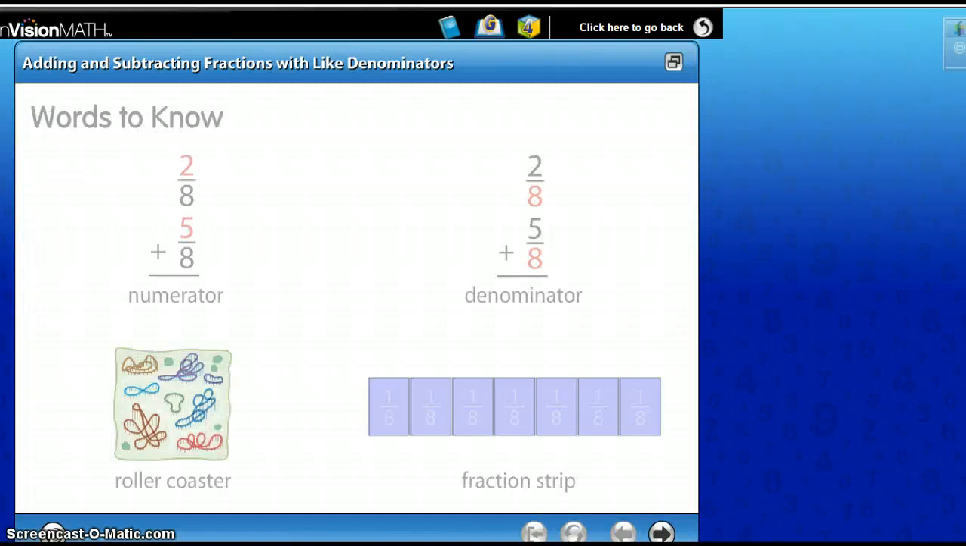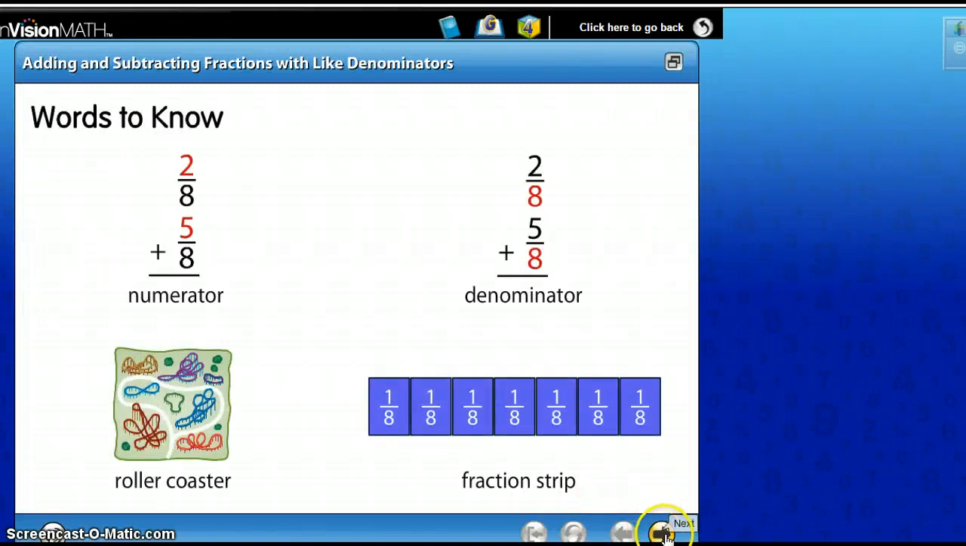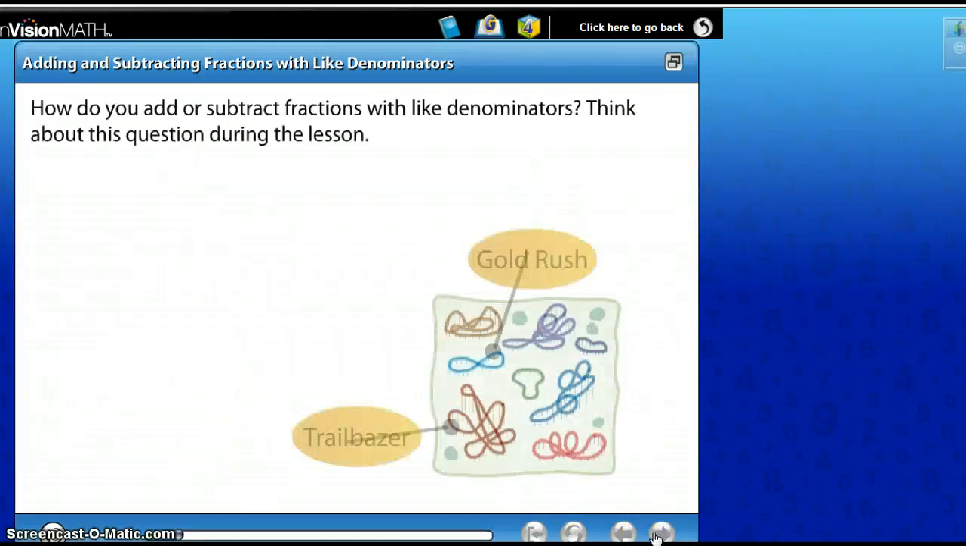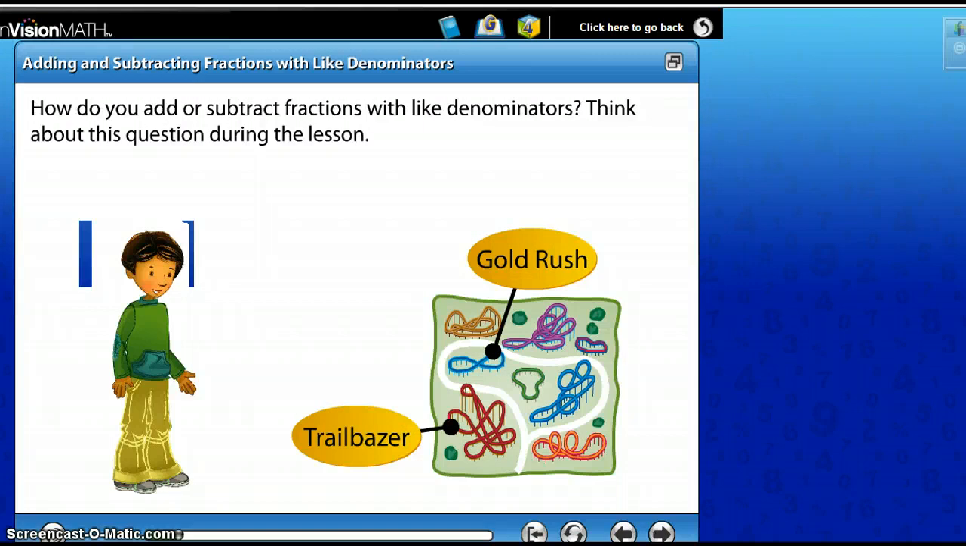These should be familiar words. We have numerator and denominator, and we also have the words fraction strip. How do you add or subtract fractions with like denominators? Think about this question during the lesson.